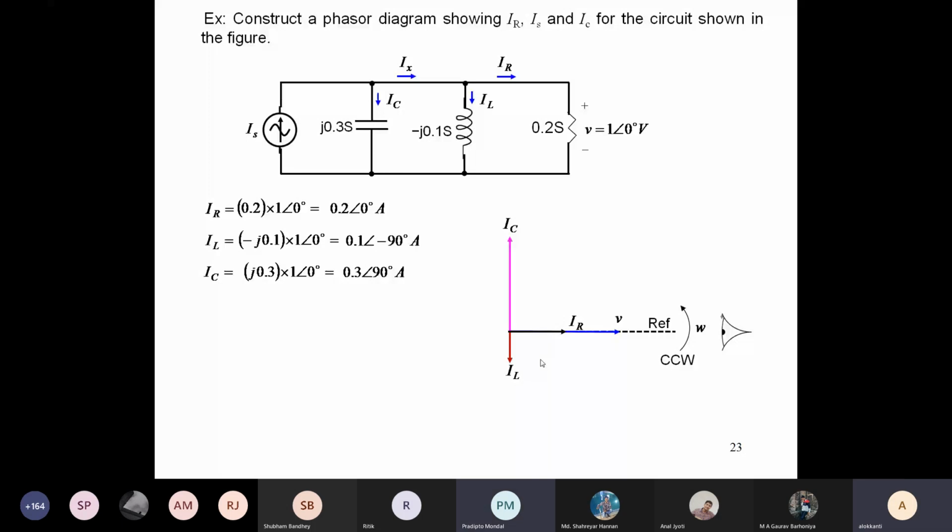Next, what can you find out? You found out IC, you found out IR, now IX. IX is IR plus IL. IR you already found out, 0.2 angle 0. IL is 0.1. So what is the value? 0.2236, but this is the complex one: 0.2236 angle minus 26.565.